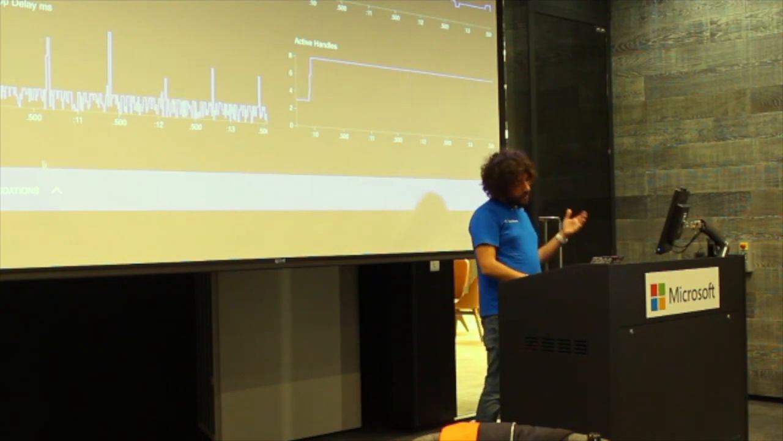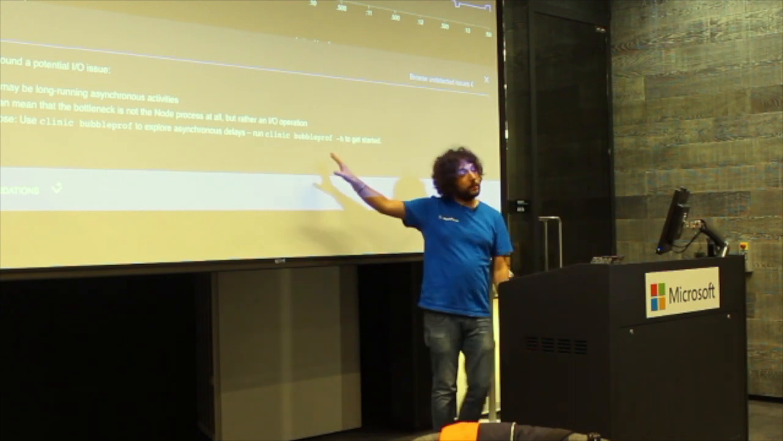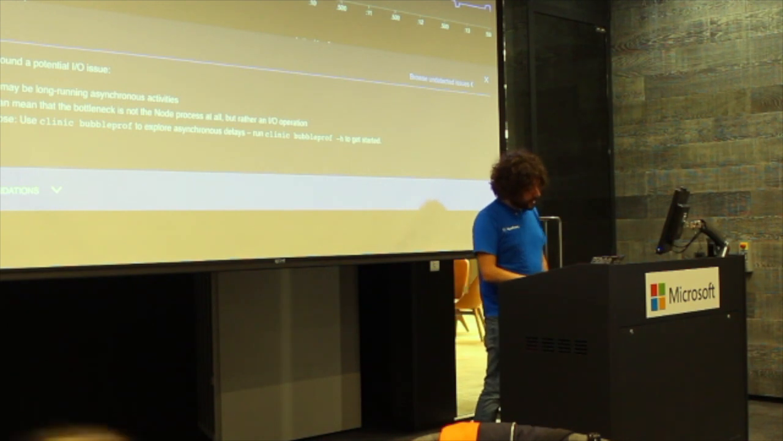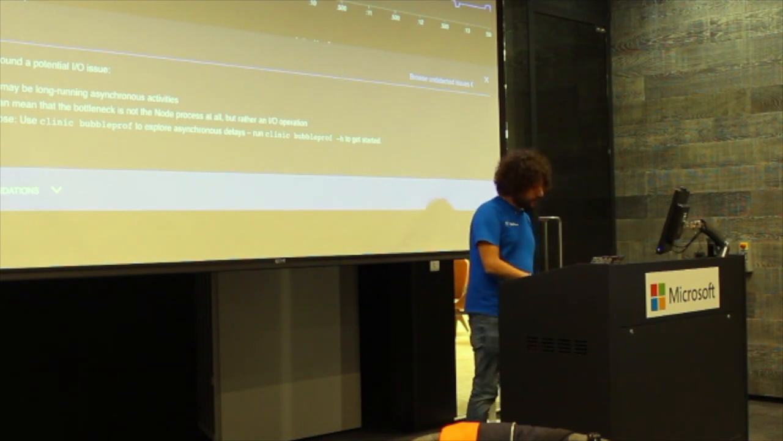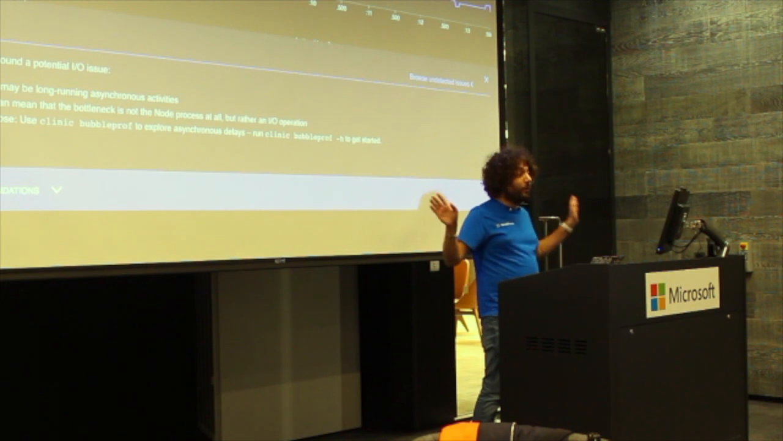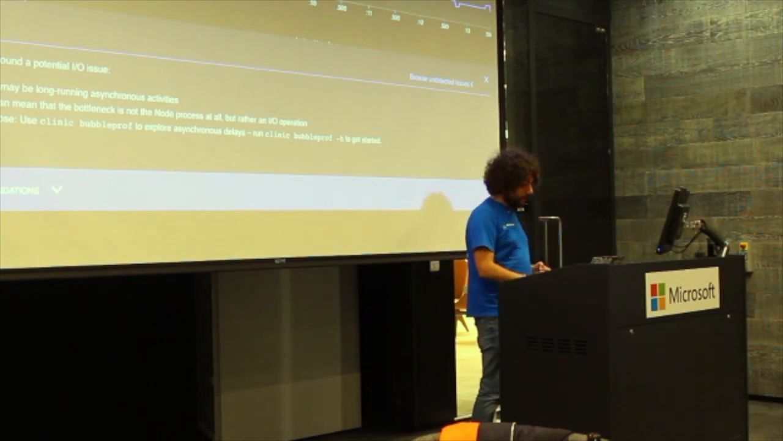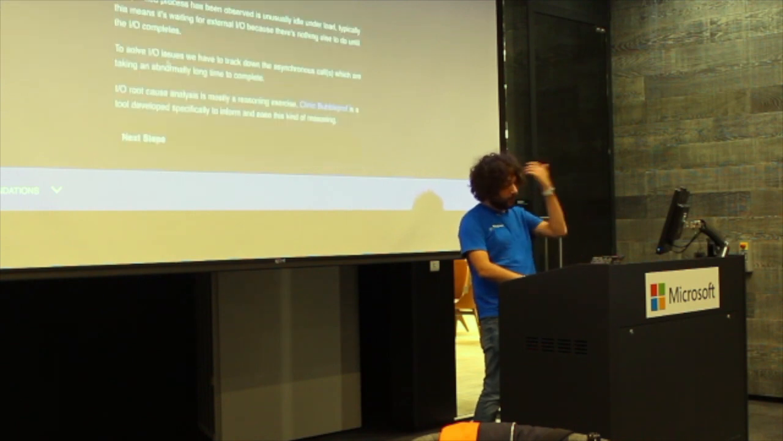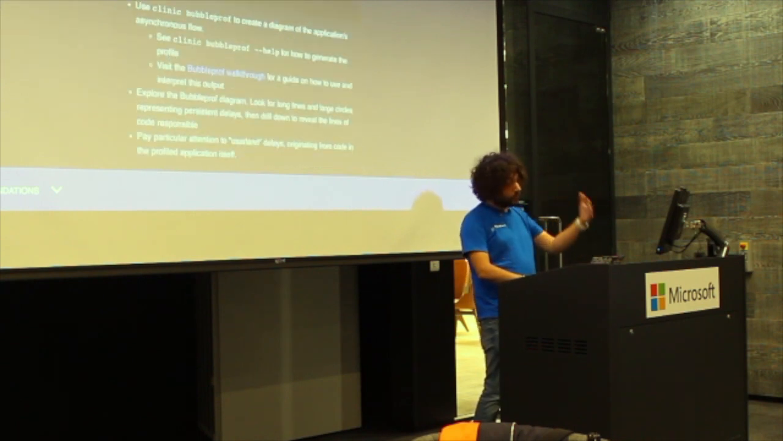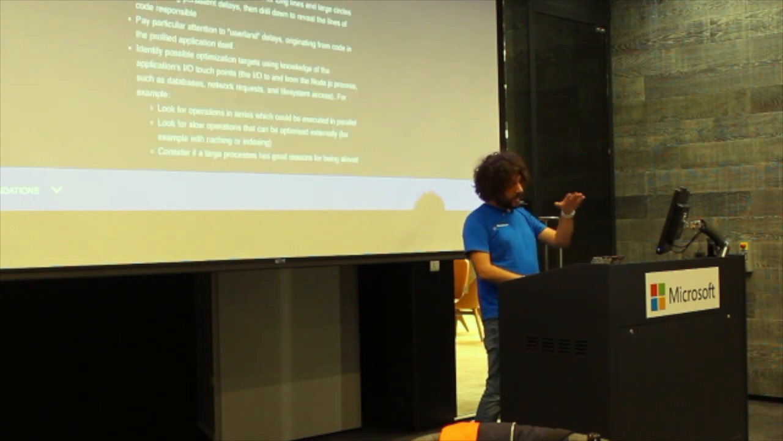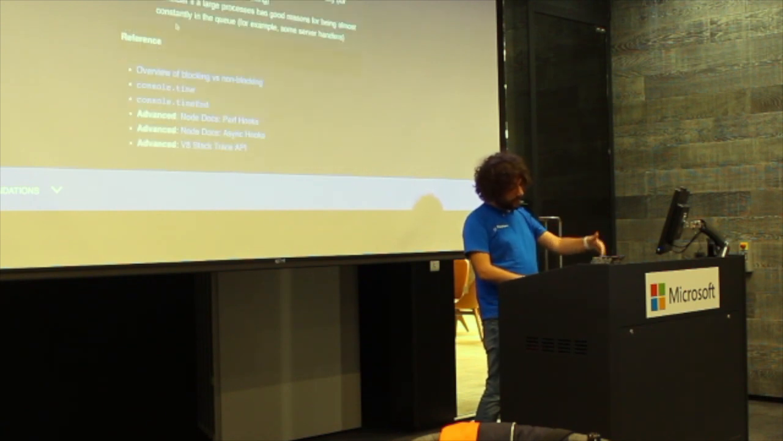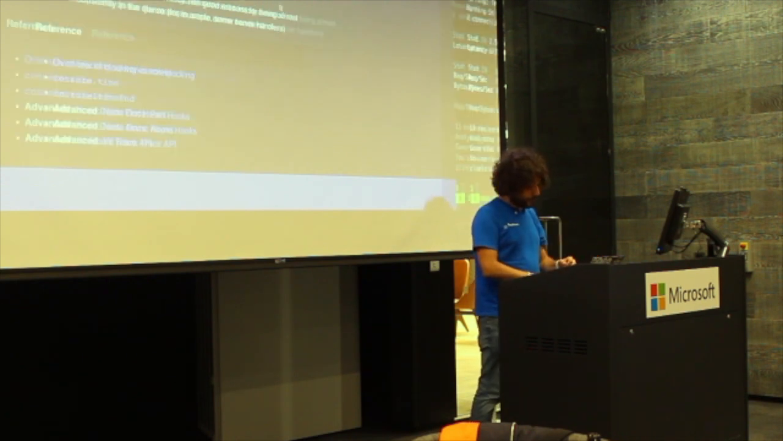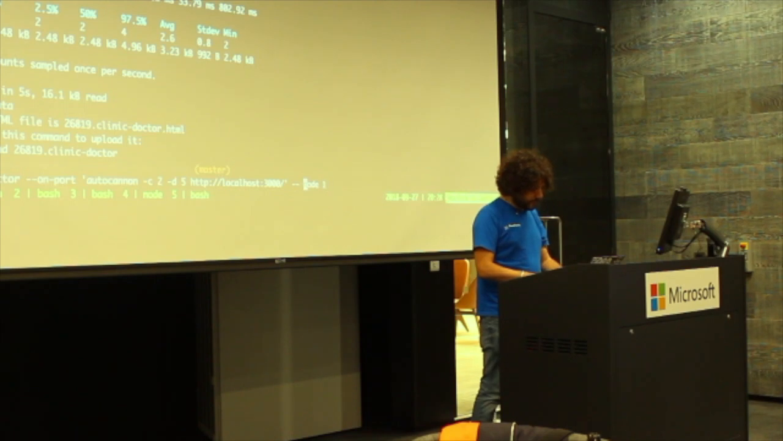Now, the best part about Doctor is that it has this nice recommendation panel. So it shows what to do next. And it says there might be some long-running asynchronous activity. This means that the bottleneck is not the Node process at all, but rather an I/O operation. There is also a read more that explains a little bit how the event loop works and stuff like that. It tells you what to do next, which is use clinic bottleneck, and it explains how to visualize it and how to do other things. So you can check it out. The docs are really useful. So yeah, it should tell me to use bottleneck.